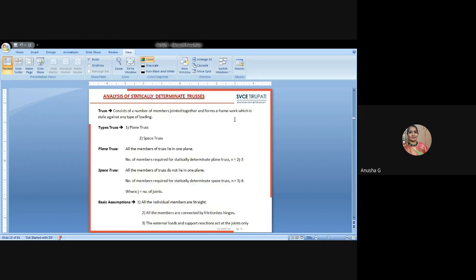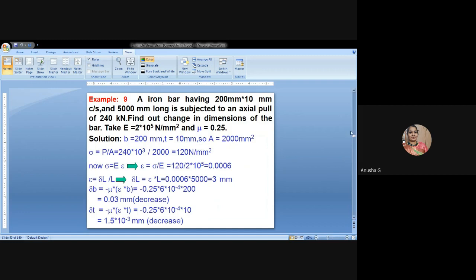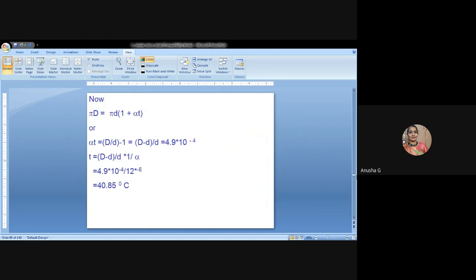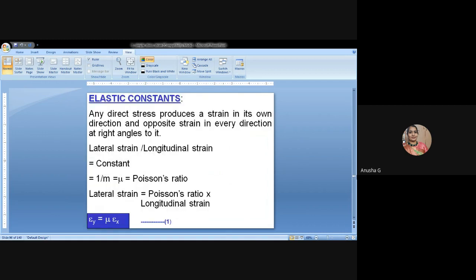We learned in structural analysis about determinate and indeterminate structures. These are the methods that have to be considered. Next, we'll see some more methods. In the next class, we'll see arches and different types of structures.